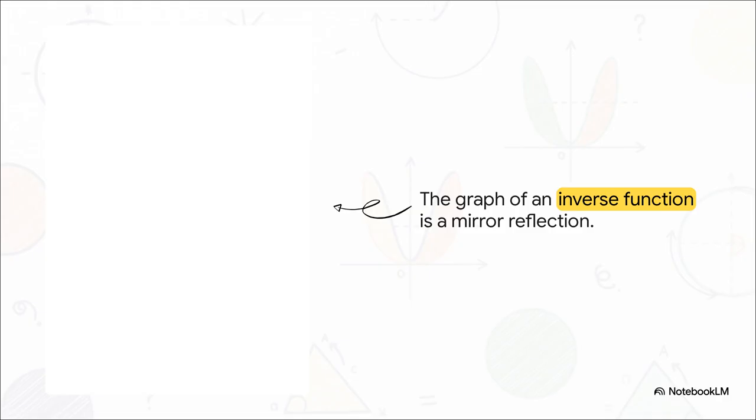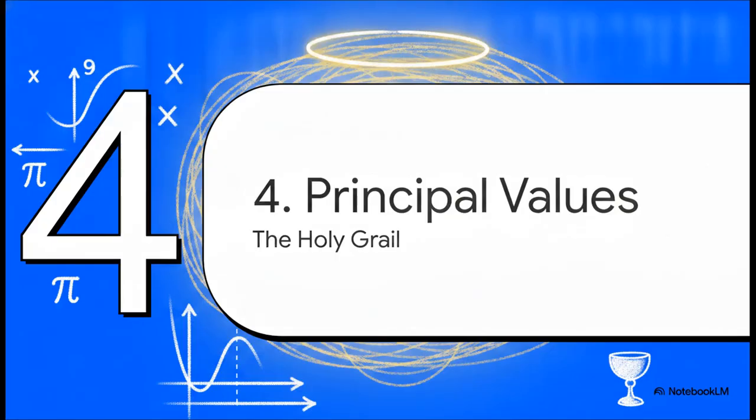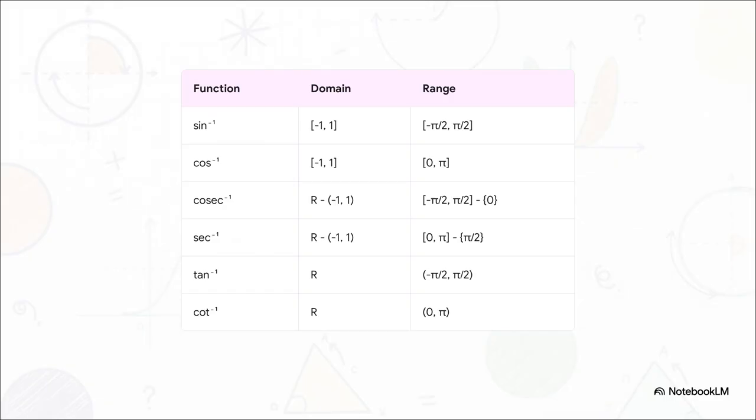It is a perfect geometrical mirror image. Moving right along to Section 4, the principal value branches. Honestly, this is the holy grail of Chapter 2. Okay, pay close attention because this is the absolute core of today's explainer. If there is literally one thing you remember for your final exams, it absolutely needs to be these values.